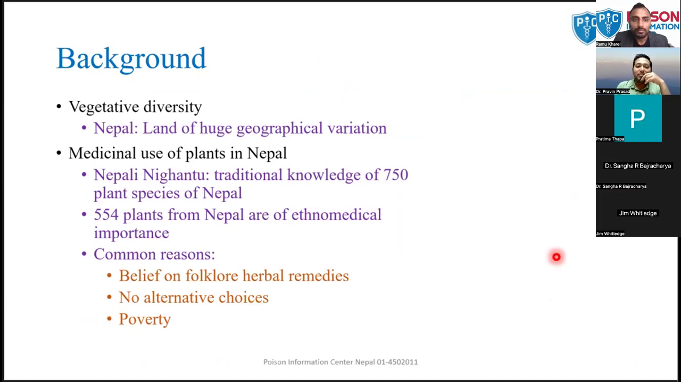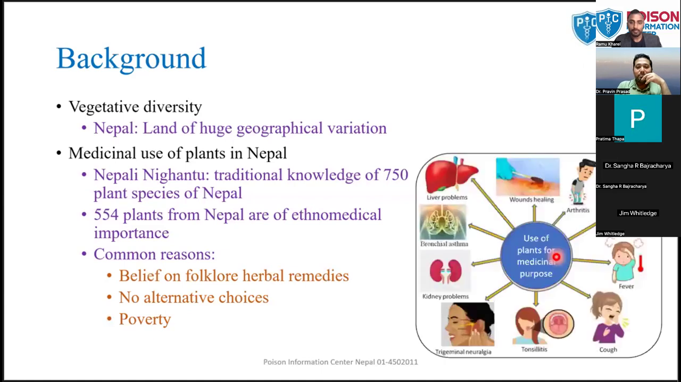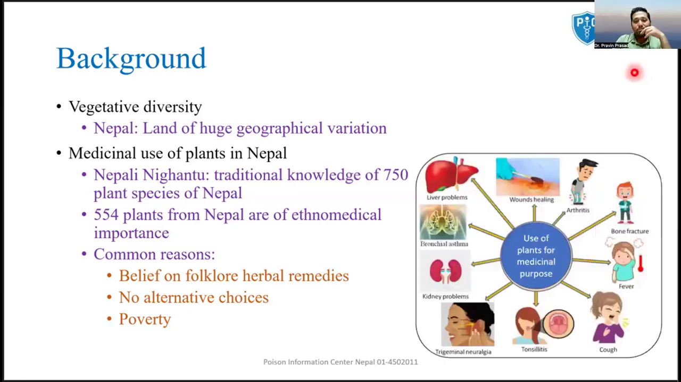Sagarmatha. And if we talk about the medicinal use of plants in Nepal, it was in 1969 that we had a publication from the Royal Academy. It was the Nepali Nighantu. It has compiled the traditional knowledge of 750 plant species of Nepal. Recently, in 2008, we have another publication that has reflected the ethnomedical importance of 554 plants from Nepal. In our country, people use plants for medicinal purposes for very small ailments like sore throat and tonsillitis to very severe forms like liver problems as well as bronchial asthma and kidney ailments.